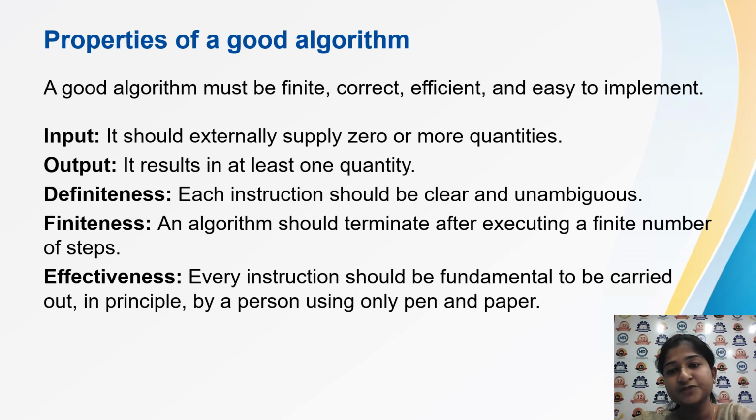Definiteness: each instruction which we write should be very clear and understandable. Finiteness: the steps which we have written should always be finite, whether it may be 10 or 1000, but it should be finite, it should not be infinite. Effectiveness: every instruction should be fundamentally able to be carried out. For example, any instruction we write should be very clear and appropriate to solve the problem. But if a step is not solving the problem, it should not be included.